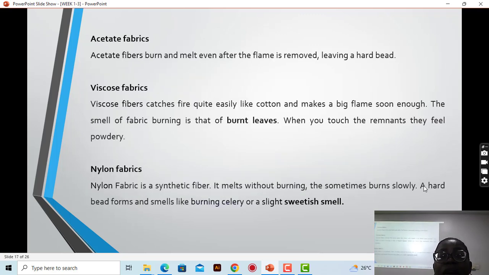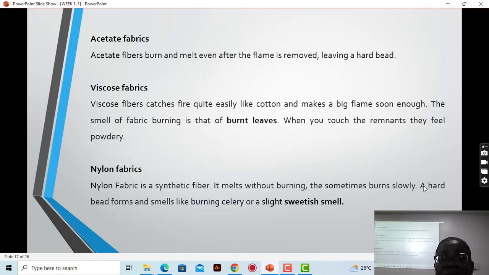All right. Then we have acetate fabrics. This is how acetate looks. We have so many fabrics, and we do not even know that they are acetate fabrics, because we have so many trade names for the fabrics, such that we don't name the fabrics after the fibers that have been used in producing them.